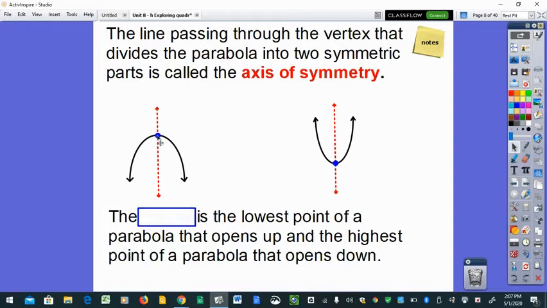But this point right here, which is the highest point if the parabola opens down, and the lowest point if the parabola opens up, is called the vertex of the parabola. And it will be a coordinate pair. So it could be like (2, 3), or (0, 0), or (1, 4). And the vertex is the most important point. We always start with that. We know where that should be on the graph. So it is very important, as we're going to talk more about going forward.